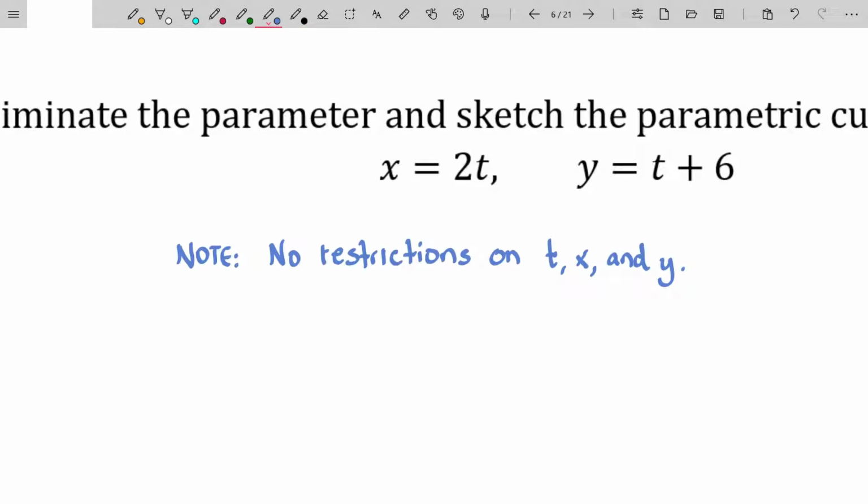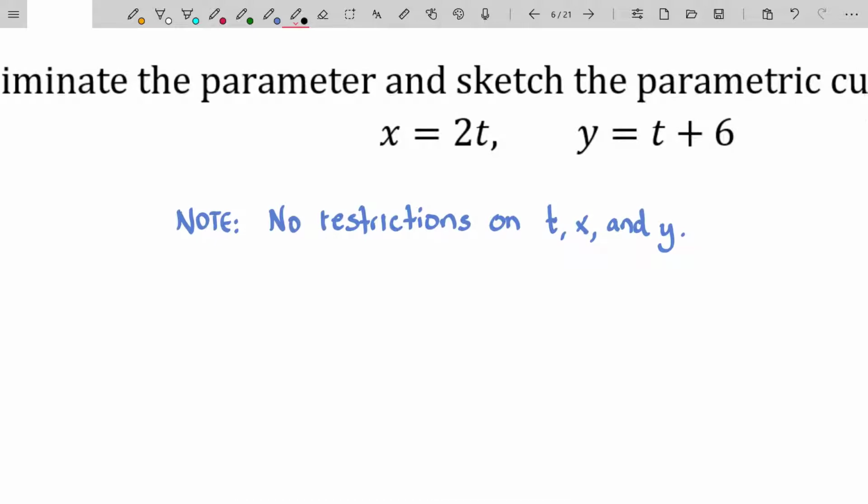And note how I do that. I just say that there's no restrictions on t, x, and y there, mainly because when you eliminate a parameter, you can lose sight of those restrictions. You eliminate a parameter here, we're going to find out that this is actually the equation of a line, but it turns out that sometimes that equation can be restricted in parametrics just because of some subtle restriction on t or on y or something like that that we're not aware of. Again, we'll run into that.